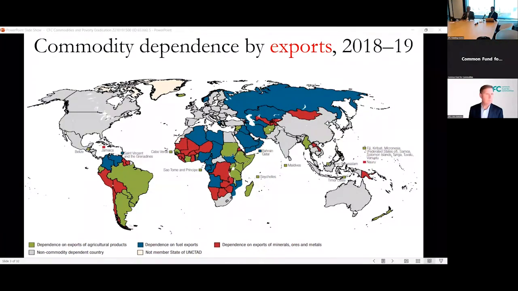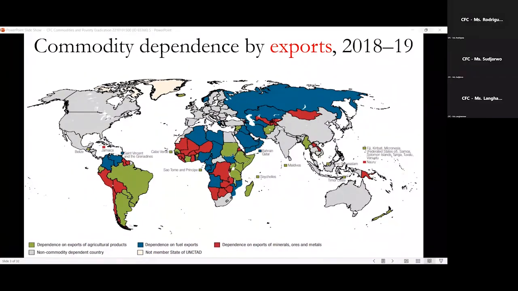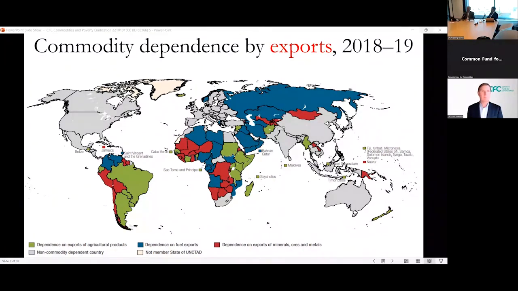Australia, New Zealand, and many other countries account for much of the food production which we have in the world. Yet, these countries where the commodity producers are relatively rich, and developing countries, by contrast, are relatively poor. So the whole question which distinguishes developing countries from the rich countries is really the dependence on exports. And this dependence on exports is captured by this slide, which shows you the extent of dependency on exports.